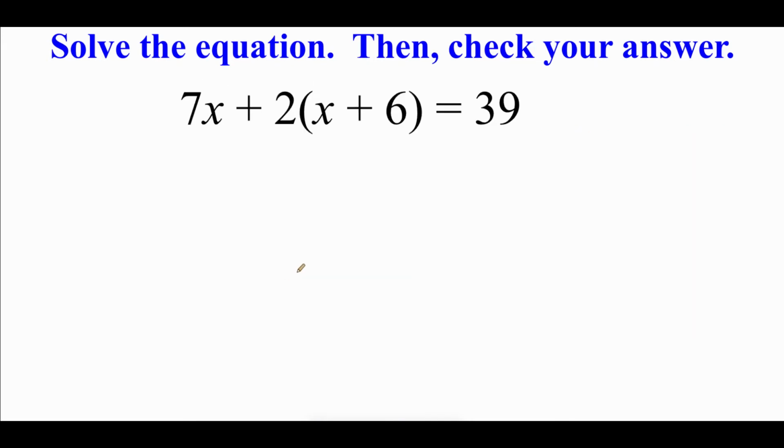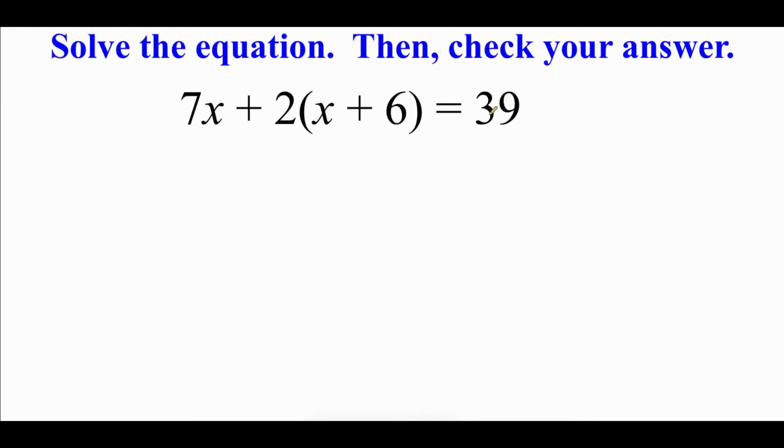Now we're going to look at another example in here, so we're going to solve this equation, and then we're going to plug our answer back in to check it out to make sure that it does in fact work. So we've got 7x plus 2 times x plus 6 inside of those parentheses equals 39.